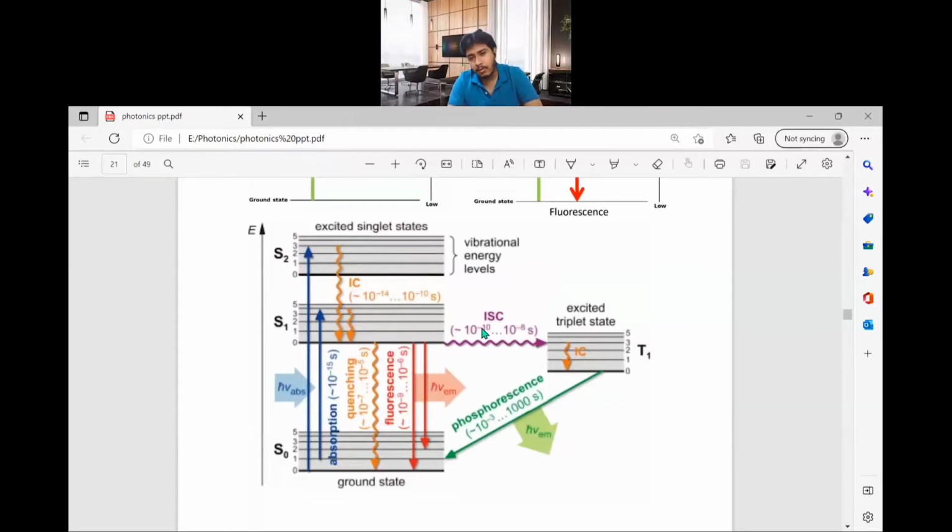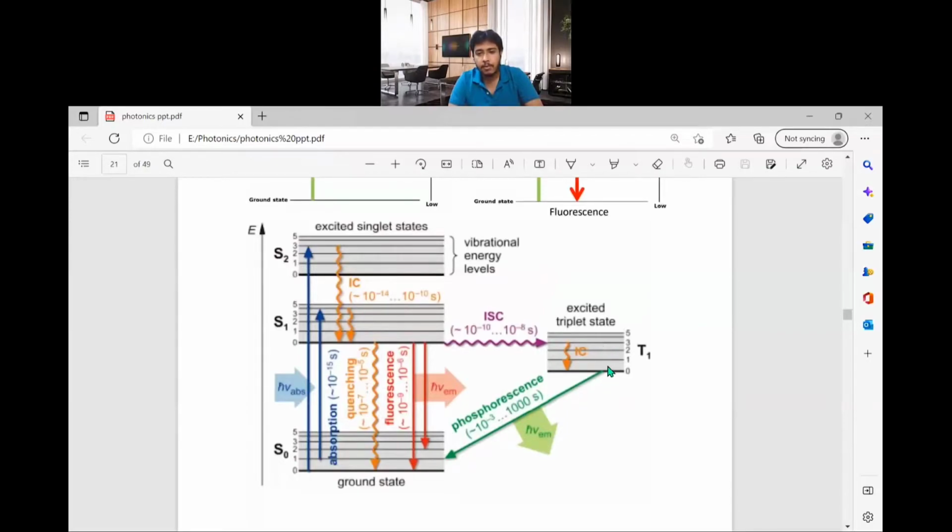And there is also some intersystem crossing that will take around 10 to the power minus 10 to 10 to the power minus 8 seconds. So this is the excited triplet state. Between these two, the orientation of the spin can be changed, so the electron spin got rotated. When it goes from the excited state to the ground state, it will again be converted to the original spin. But this triplet state to the ground state takes a longer time, around a millisecond to some thousand seconds. This is known as the phosphorescence property.